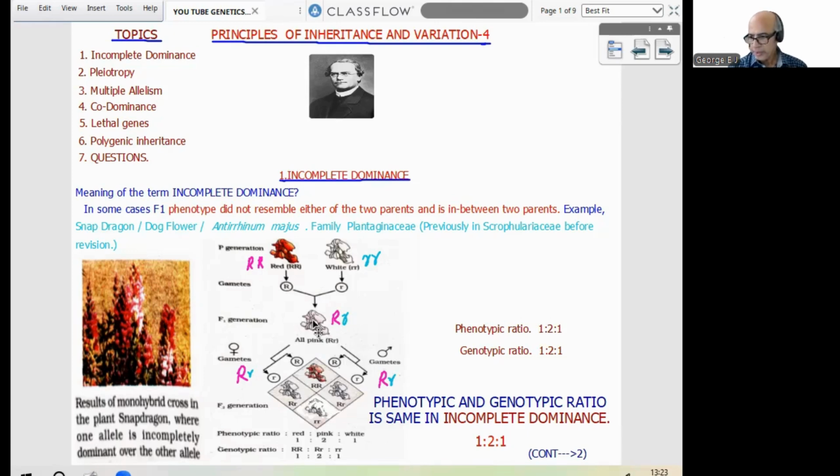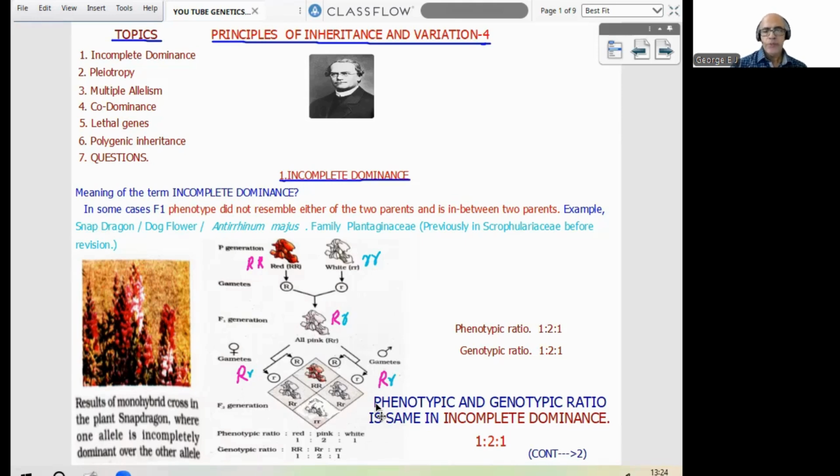Now the F1 pink, heterozygous capital R, small r, is selfed. From each parent we get 2 types of gametes, so a total of 4 squares are needed in the checkerboard, and that is what's shown here. In that checkerboard we can find 1 red, completely dominant, capital R; 1 white, completely recessive, small r; and 2 pink, capital R, small r. So that is showing the incomplete nature, incomplete dominance.